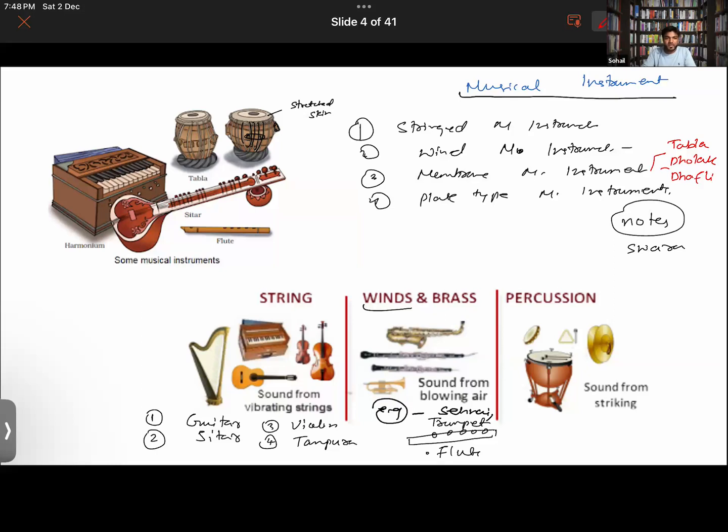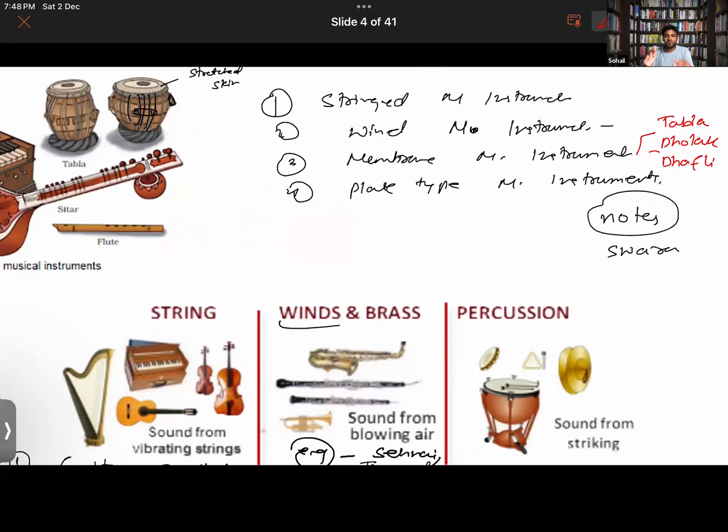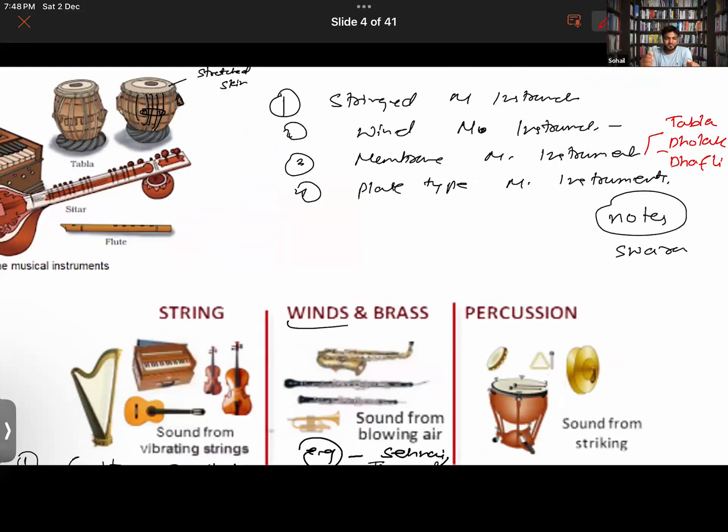Then you have got the plate type musical instruments, also called percussion instruments. So what you have got is two plates. If you were to strike them against each other, sound is being produced, right? So यहाँ पे क्या हो रहा है? Basically, air column जो बीच में है, it is being pressed. I mean to say, it is being struck by these two metal plates, right?